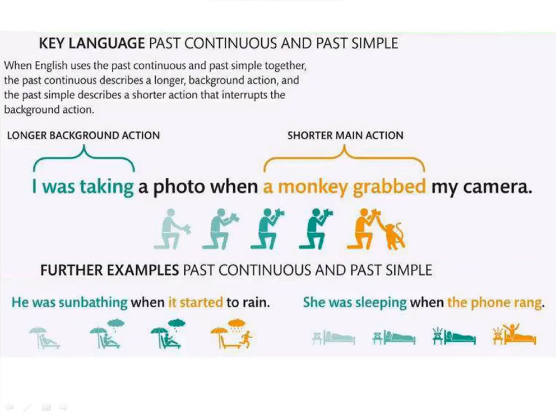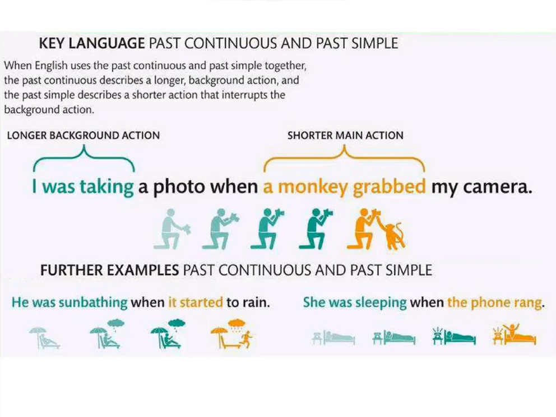Let's see the sentence here. I was taking a photo when a monkey grabbed my camera. We have here two events, one in the blue and the other in orange. I was taking a photo is a long action. It's a longer background action. We have it here in blue. When a monkey grabbed my camera is a shorter main action. It is the important event, and the one before it was like a background, an action that gives us the context before this action occurs. So it's a very short action. A monkey grabbed my camera. That's why we use the simple past.